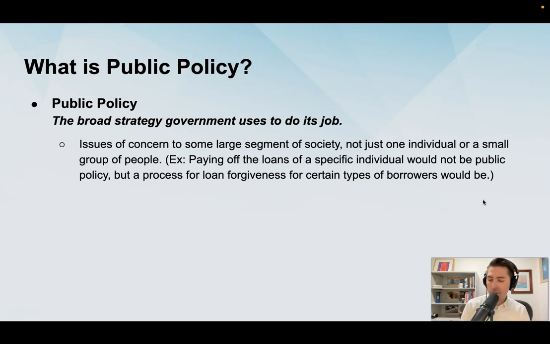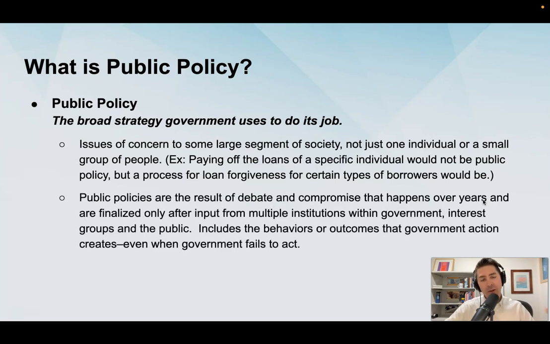Another example that our textbook goes into is, let's say that the government forgives your loans. Maybe you're taking out some loans for school, and the government says, this person right here, we're going to pay off their loans, and it's just you. That's not an example of public policy either. You could have some sort of process for loan forgiveness for a lot of different people. Maybe everybody who makes under a certain amount of money gets their loans forgiven. That's public policy. It's going to have this broad reach and affect a lot of different people.